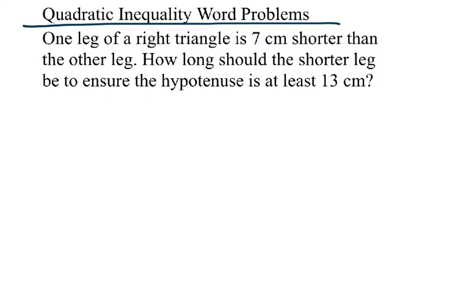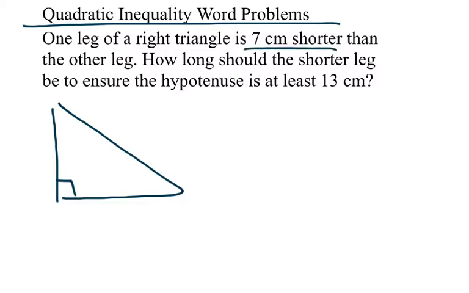Okay. So, one leg of a right triangle. Draw your right triangle. That is a horrible one. Hopefully yours is better. One leg is 7 centimeters shorter than the other leg. So let's say one leg is x. The other would be x minus 7. How long should the shorter leg be to ensure that the hypotenuse is at least 13?